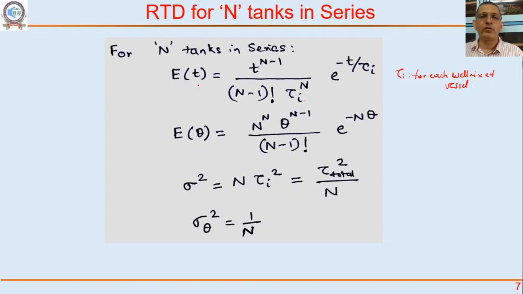In terms of theta, if you want to write, E theta would be n raised to n, theta raised to n minus 1 divided by n minus 1 factorial, e raised to minus n theta. So derive this for yourself. Homework is derive this. Sigma square will be n tau I square, or tau total square divided by n. Or sigma theta square is 1 by n. So derive all these equations for yourself.